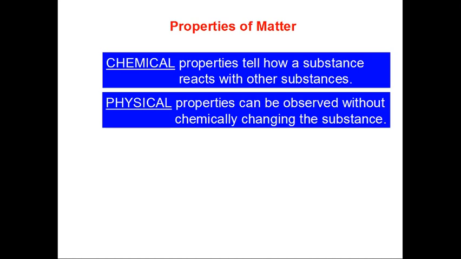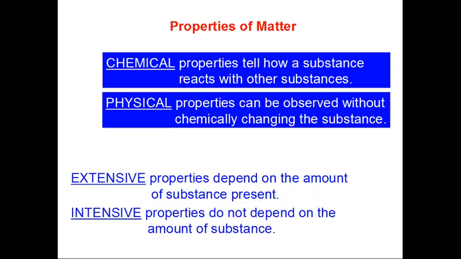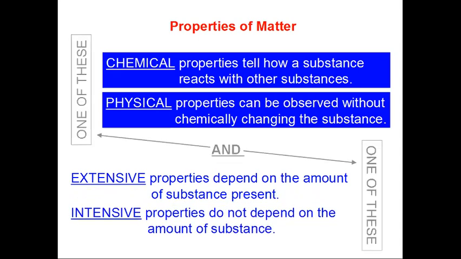A chemical property tells how a substance reacts with other substances. So whether or not your hair will catch on fire, that's a chemical property. What happens after I pour acid on your hair? That's a chemical property. Then we have extensive and intensive properties. Most of the properties we're going to be dealing with in this class are intensive. They don't depend on how much you have, but things like mass are going to be extensive. How much you got matters.